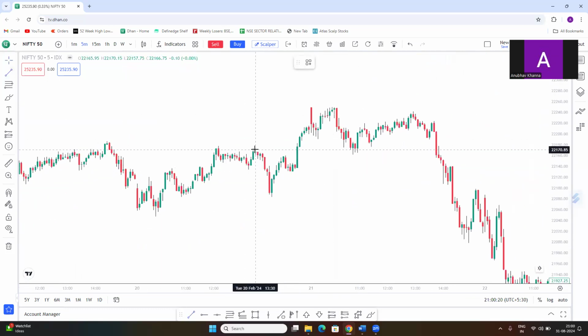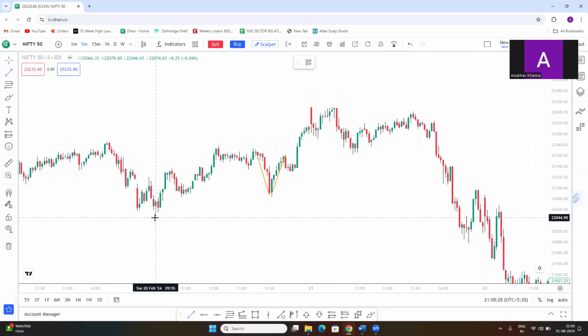Let's see this. See, a good fall and a jump. Right? See here, one, two, three. This is not a fall, a jump here. This is a good fall, and this is a jump, and this is a jump here. Right?